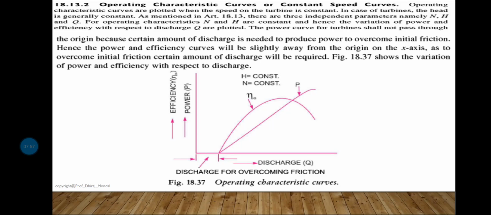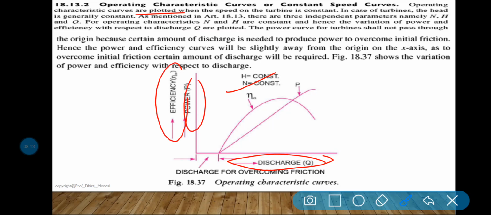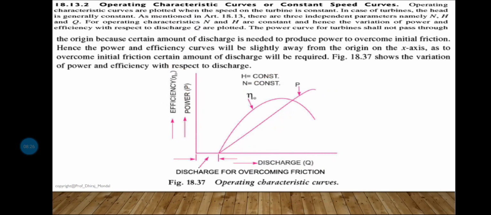Okay, now come to the next point, that is your operating characteristic curve. It is basically what? Constant speed curve. So here if I am taking speed as constant, at that time discharge versus power and efficiency. That means here basically this is your efficiency and this is your power. Okay, so ultimately this graph can be obtained by the help of this operating characteristic curve.